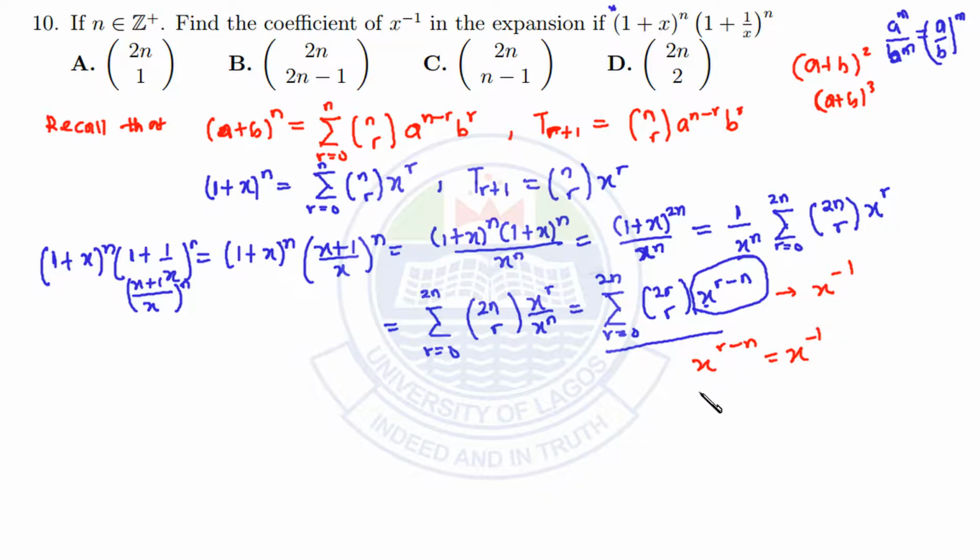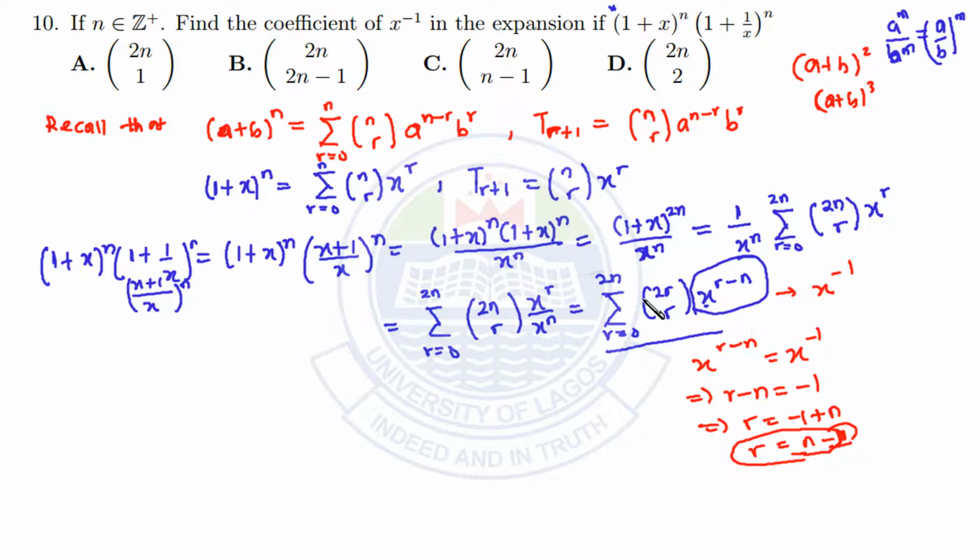If I equate the base to the power together, what does that imply? That implies that r minus n is equal to minus 1. And that implies that r is minus 1 plus n, which is seen as n minus 1. That means my r is n minus 1.